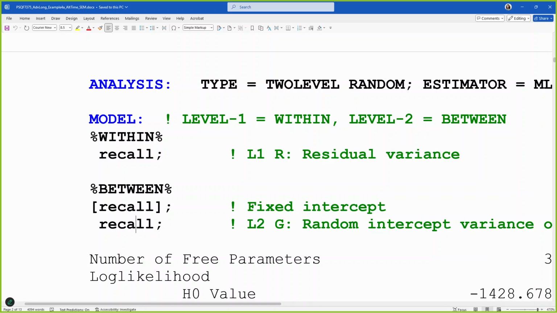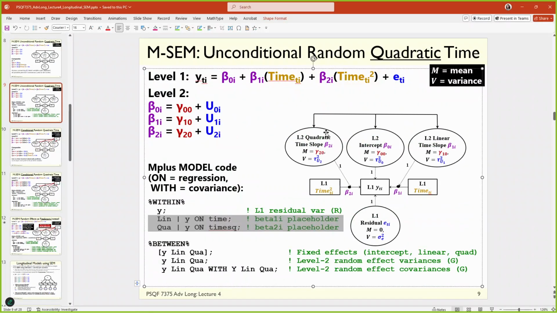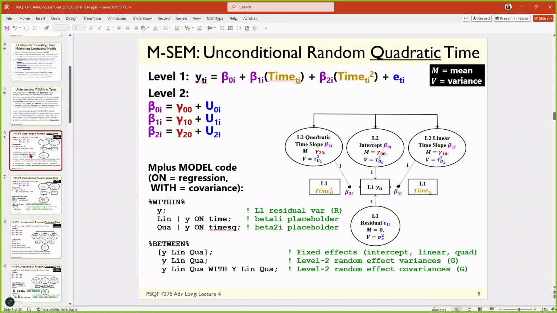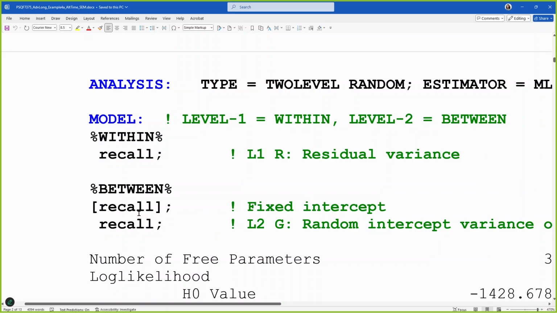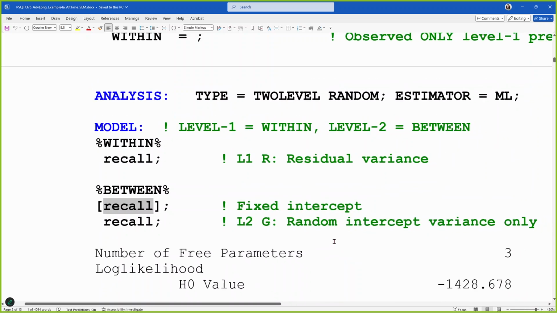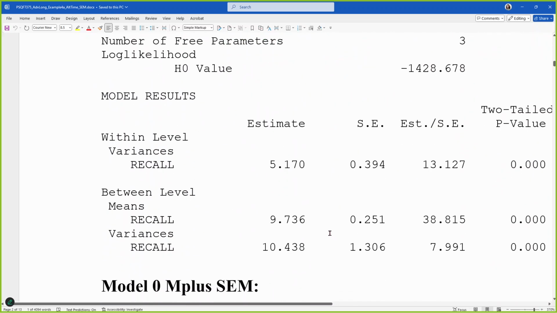It's referring to, hang on, let me get back to the corresponding picture. I don't think I have one. Yeah, it's referring to that circle and that circle, the level 2 intercept and the level 1 residual. That's what you're actually talking about. And then anything in a bracket is a mean or an intercept. If it's something that's being predicted, it's an intercept, so that will be our fixed intercept. So that's not so bad, right?